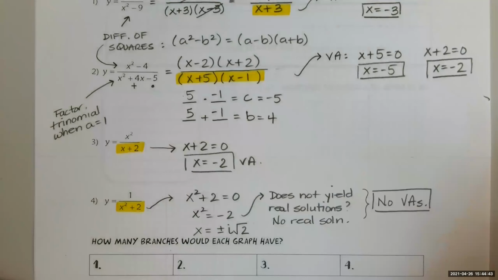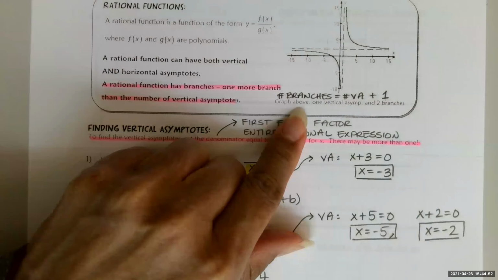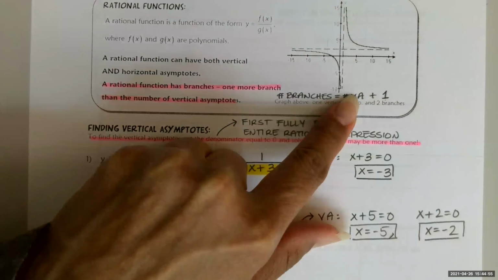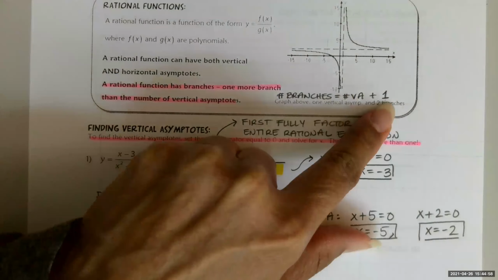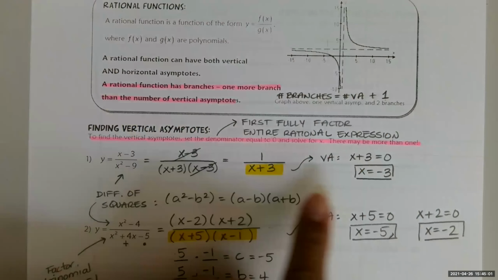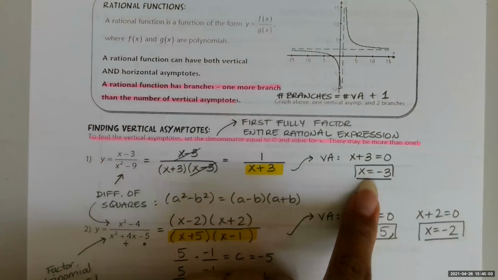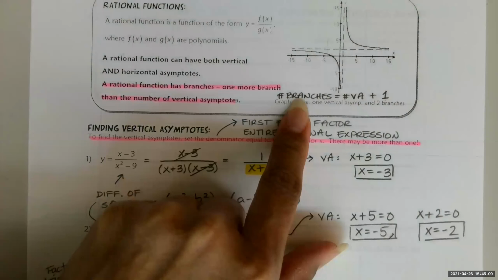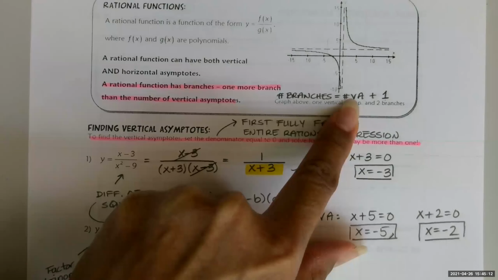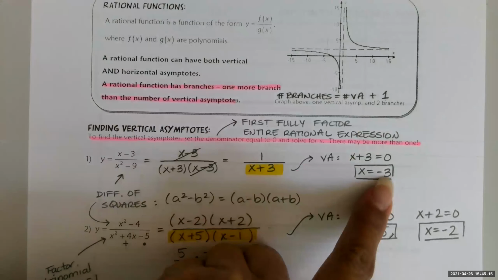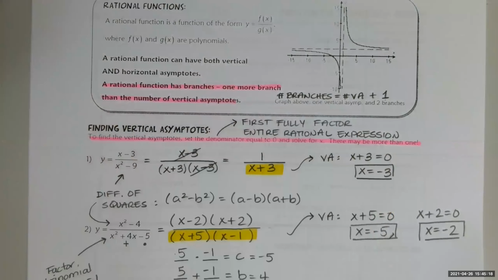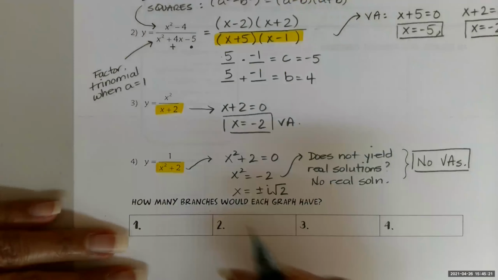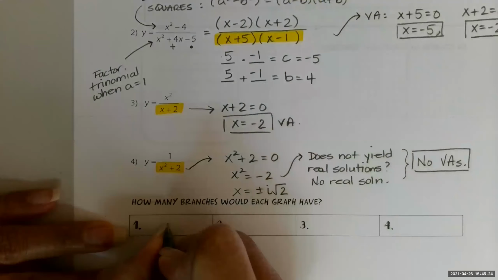So if you recall at the beginning of our lesson, I introduced to you the little formula to finding the number of branches. Number of branches is found by taking the number of vertical asymptotes you have found and adding 1. So let's look at number 1. You only found 1 vertical asymptote. So if we were to graph this function, how many branches would we have? We take the number of vertical asymptotes, there's only 1 that we found, and we need to add 1. 1 plus 1 gives me a 2. So for number 1, there would be 2.